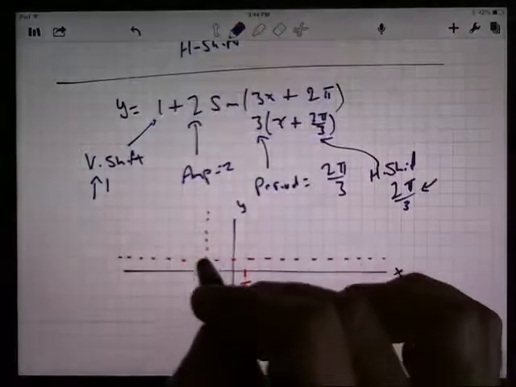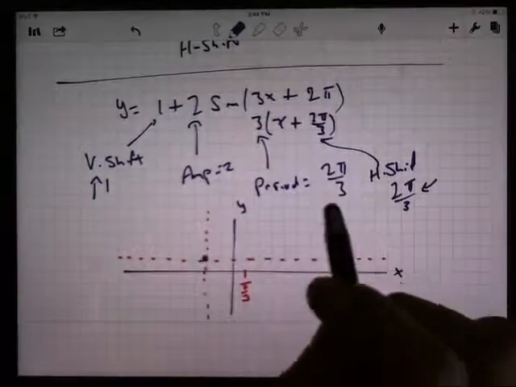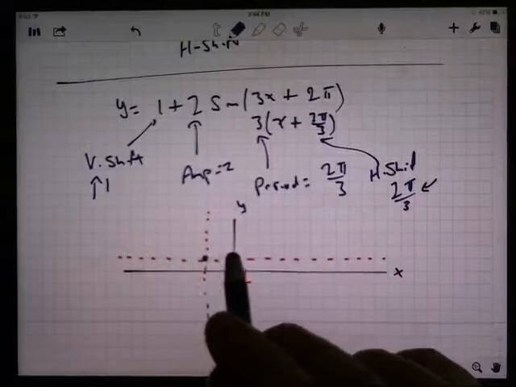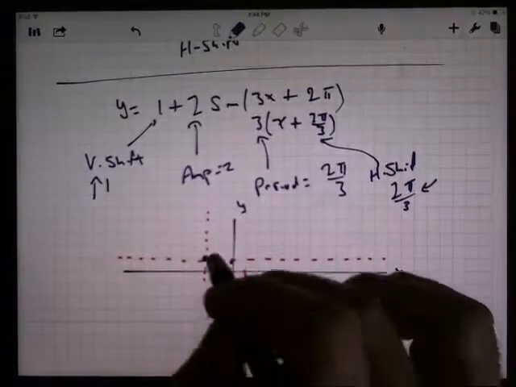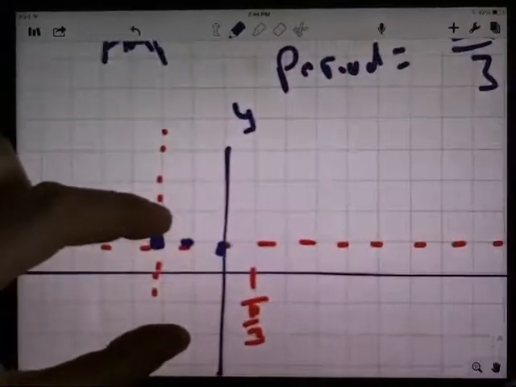The shifted sine curve is going to start at the shifted origin. It's going to have amplitude 2. It's going to have period 2 pi over 3. So there's 1 pi over 3, there's 2 pi over 3. Wow, I got a really small sine curve in here. I'm going to blow it up so I can see something.